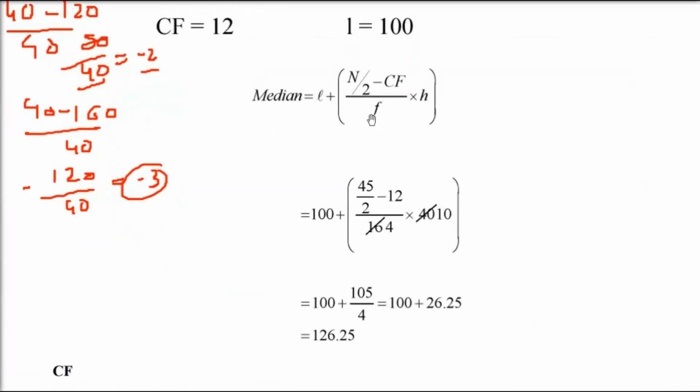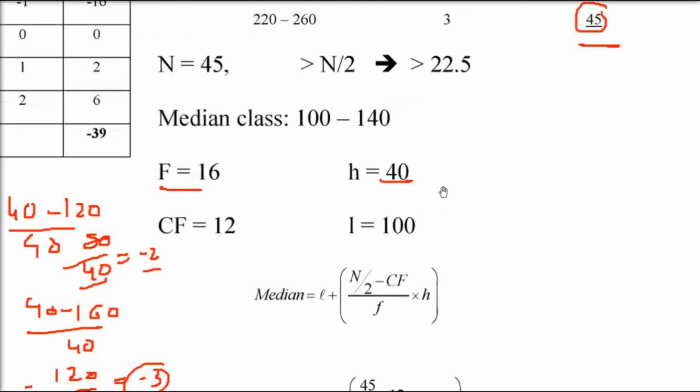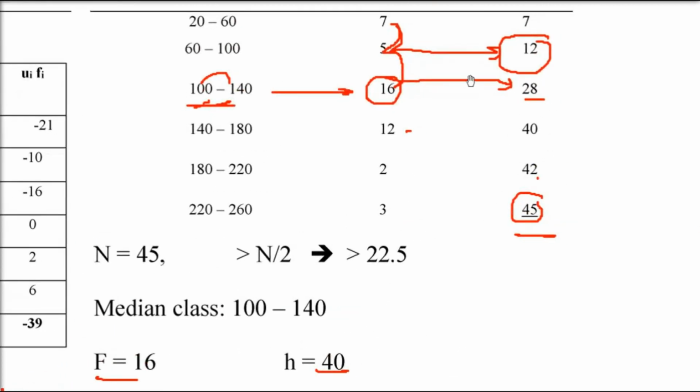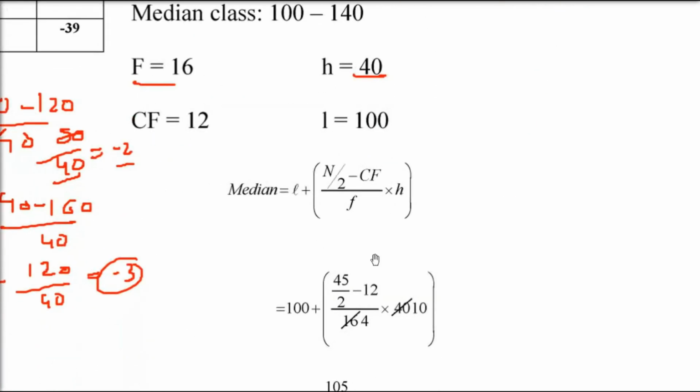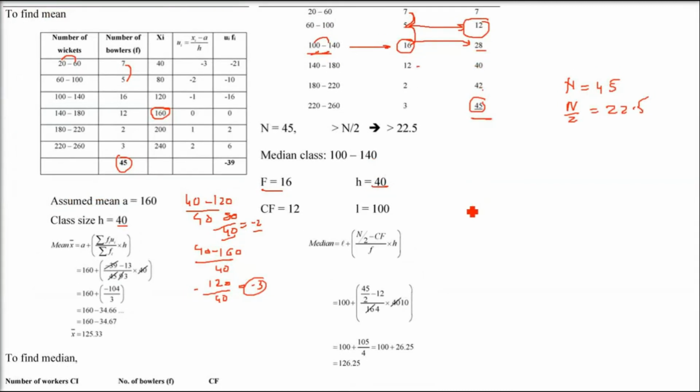We have a formula now: L plus n by 2 minus CF, that is 12, by f, which is 16, into h. So 100 plus 45 by 2, 22.5 minus 12, by 16, into 40. So this is the whole formula. You need to learn this formula by heart, because remembering it is very important. And then finally you get 126.25.